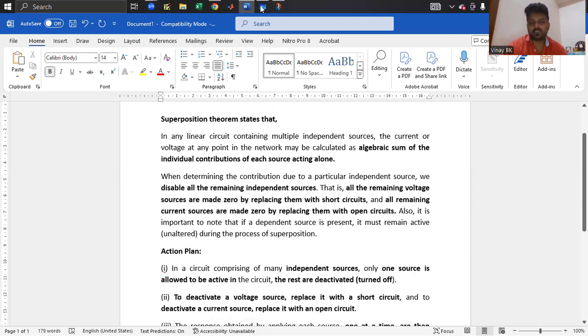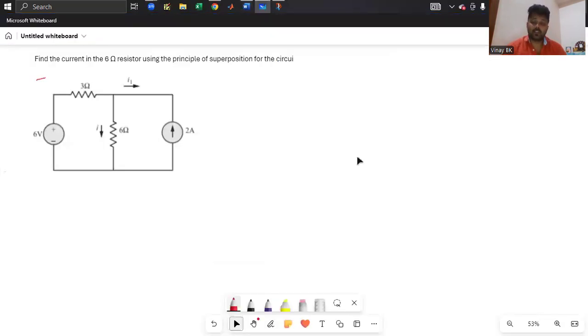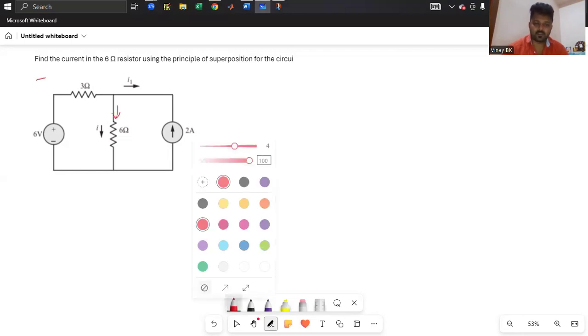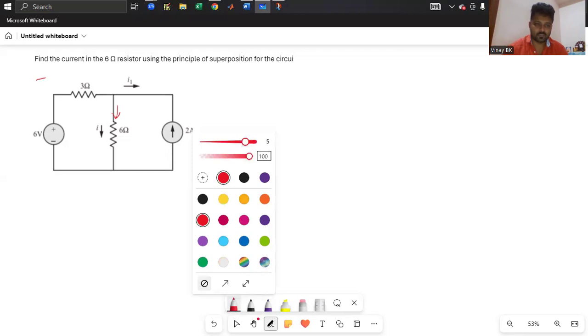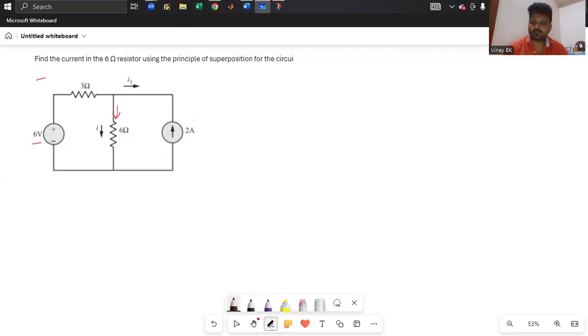So let me take you through a simple example now. Find the current flowing through the 6 ohm resistor using the principle of superposition, a simple problem. So you need to find the current flowing through the 6 ohm. You can see there are two sources in this circuit. The first source is a 6 volt voltage source, and also a 2 ampere current source.